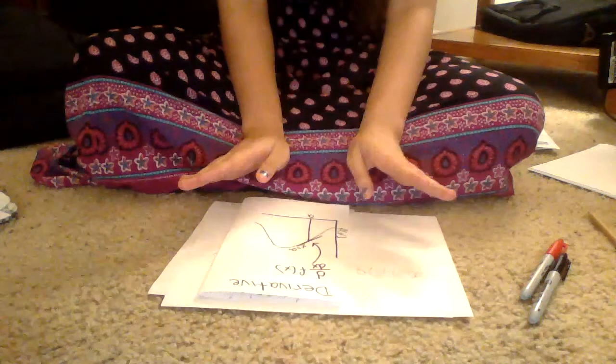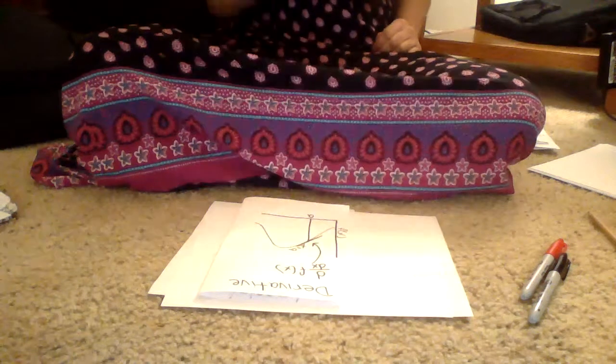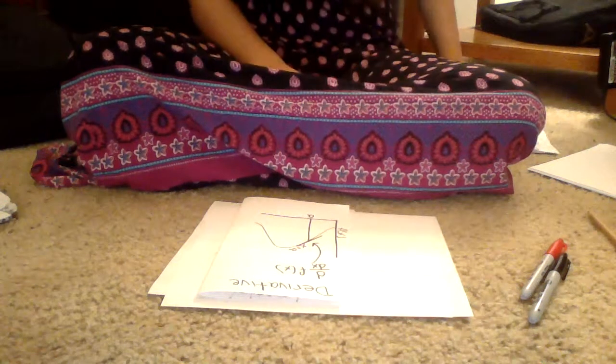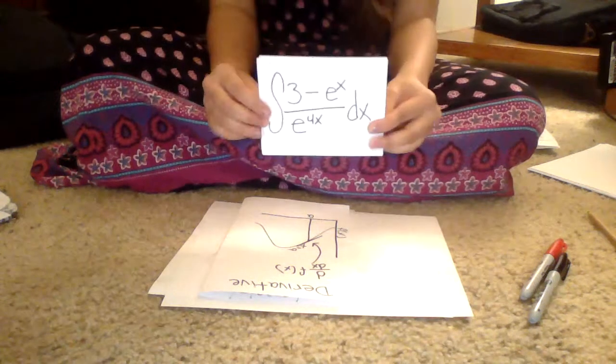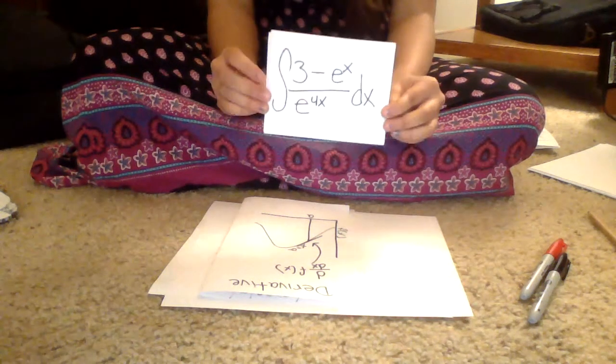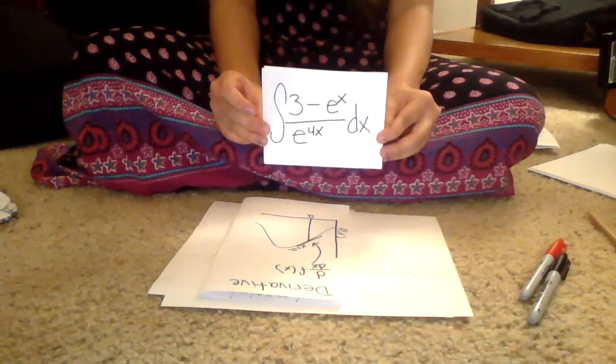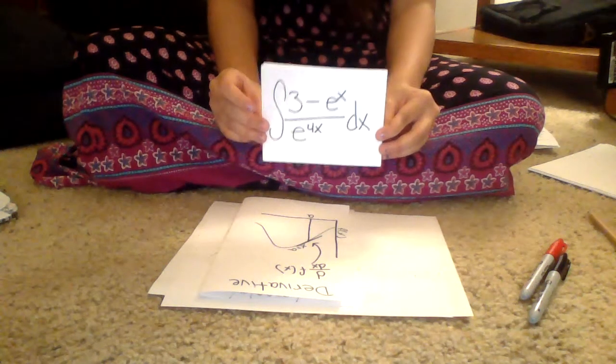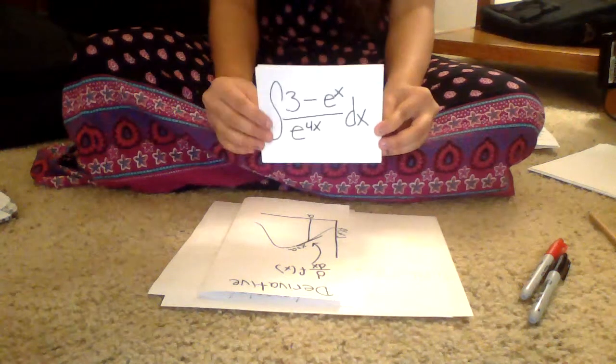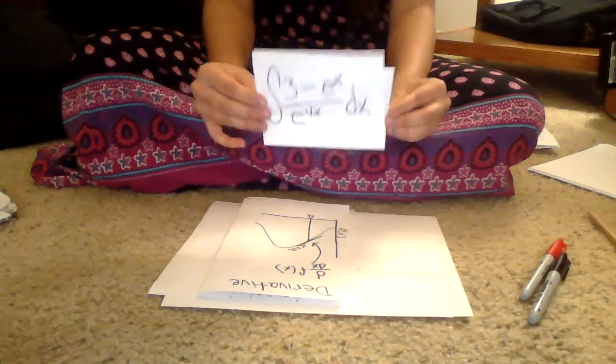Now that we have a good clarification of the two, today my example of integration is with an indefinite integral. So here we have the integral of (3 minus e to the x) divided by e to the 4x dx. Since this is a messy problem, we'll split the integral into the sum of 2.